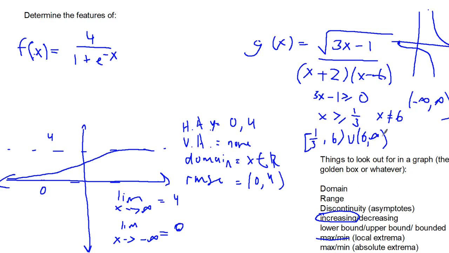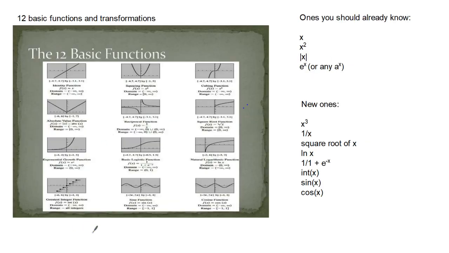Local maximum. You could say that the local maximum is right here. This is one of the local maximums, which is at (1/3, 0). That's a local maximum right there. But there's no local minimum. Absolute maximum is infinity. Absolute minimum is negative infinity. And end behavior, limit as x approaches negative infinity. It doesn't approach negative infinity. So the end behavior for the left is just going to be 0. And then the end behavior for the right, limit as x approaches infinity, is 0. So there you go.